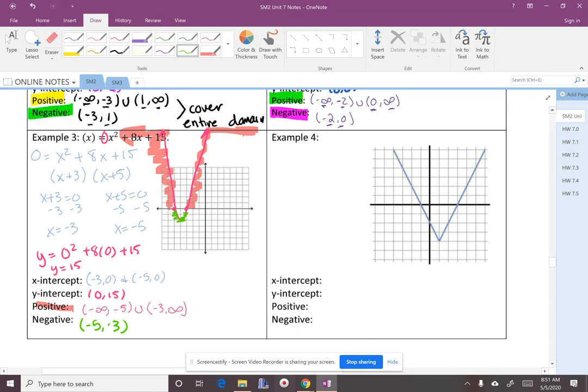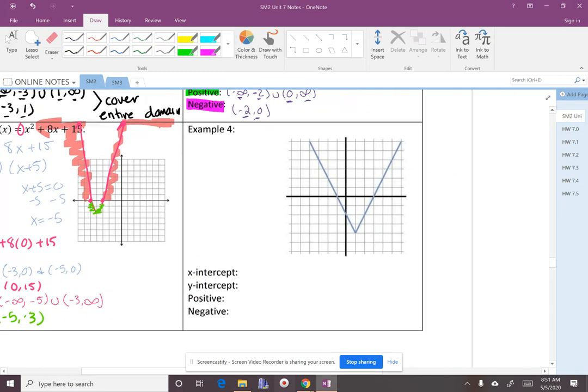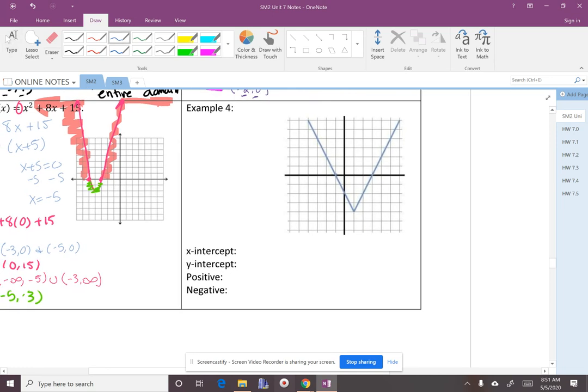Okay, this last one's way easier. We just have to look at it. Okay, so what we're doing is we need to find the x-intercepts. That's where it crosses. So it crosses at negative 1 and at positive 3. And then my y-intercept is at 0, negative 2. And then I'm going to look, and where it's positive from here to there, and then from here to there. So I'm going to have 2 sections for positive. Okay. And then it's negative from here to here.